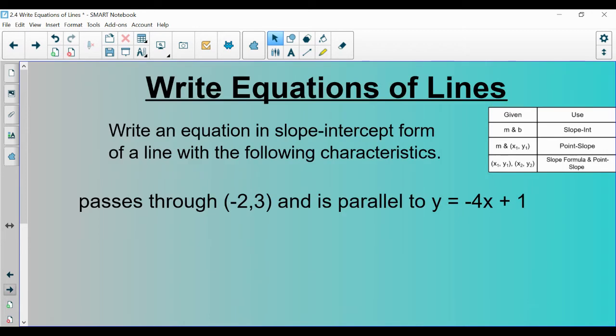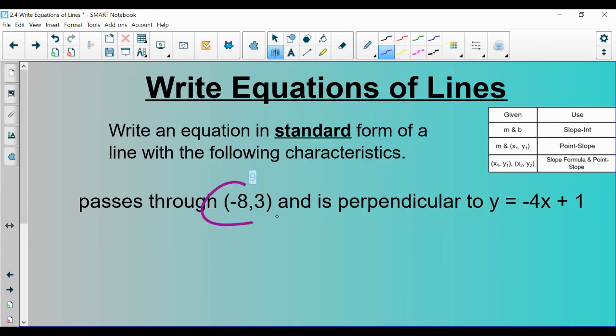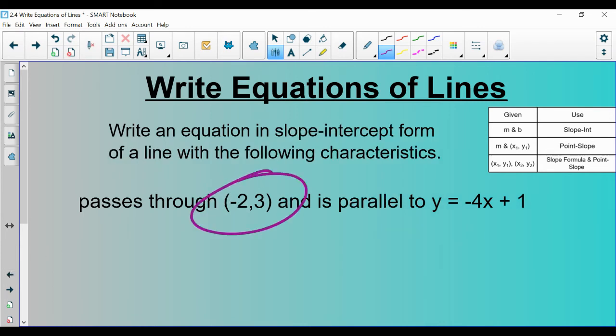Now, there is another way that I'm asking these questions. Really, all I'm doing is kind of repackaging the same question and tossing it to you slightly differently. Instead of giving you the slope and a point like I was previously, I still give you the point that it goes through, but instead of telling you the slope, I kind of hide it.